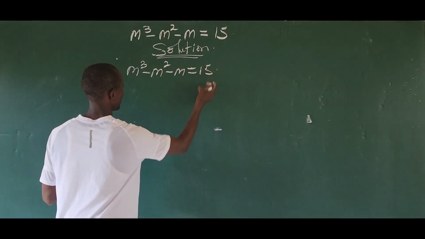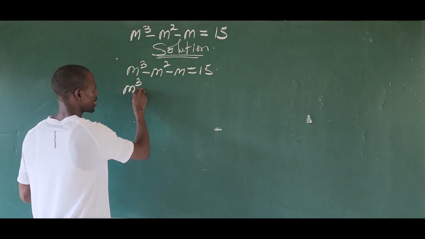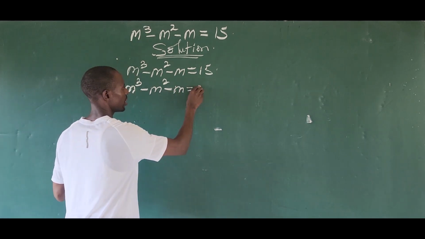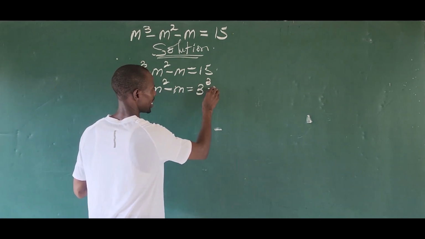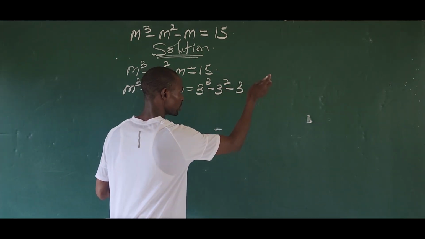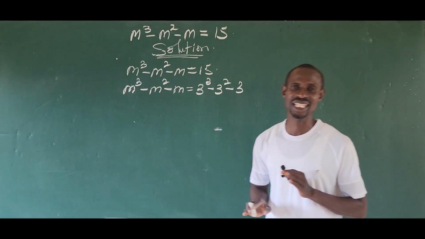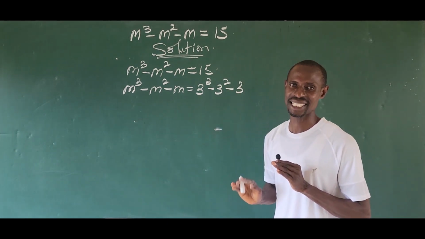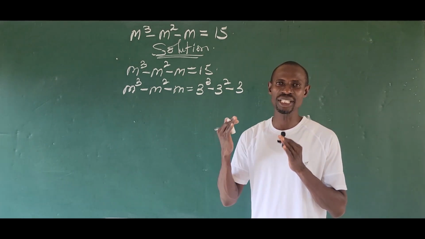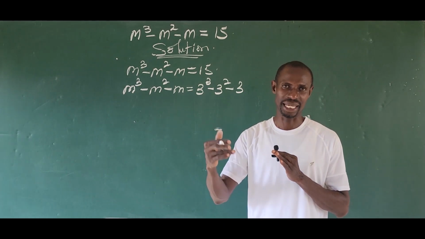So we just have to rewrite this 15. And so this is going to give us m to the power of 3 minus m to the power of 2 minus m is equal to 3 to the power of 3 minus 3 to the power of 2 minus 3 to the power of 1. This is good. So the next thing we're going to do here is to move all quantities on the right-hand side to the left-hand side of the equation. And in doing that, we have to move them according to their powers. We're going to marry them according to the powers they have.